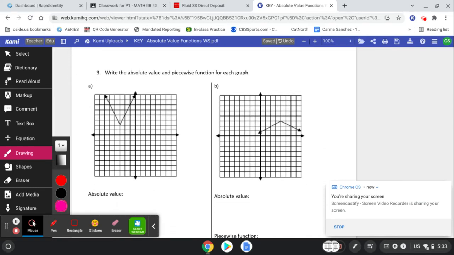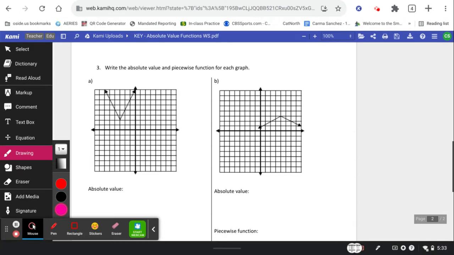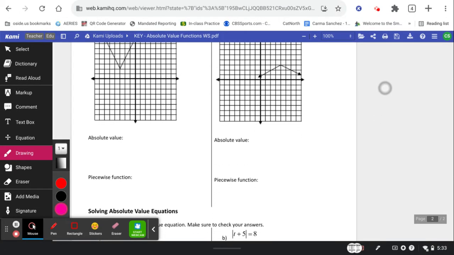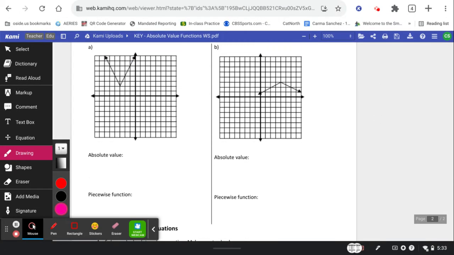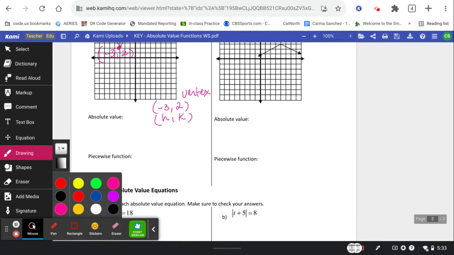All right, we're now going down to where we want to go backwards, meaning that I give you the graph and you're supposed to write the equations. And it's wanting both the absolute value and the piecewise. So for me to identify that, I've got to look here on the graph and see that this is back 3 and up 2. So that negative 3, 2 is my critical point. It's my vertex. It's my HK of my absolute value function. So I need that first.